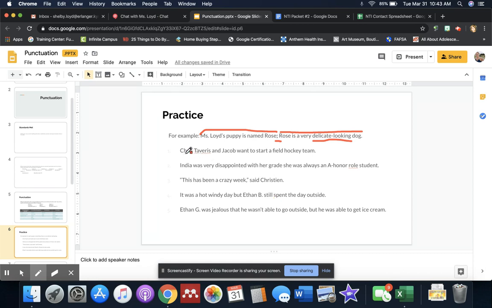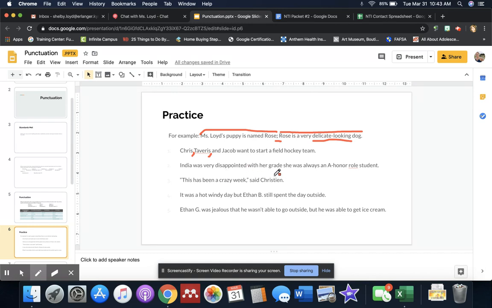This next sentence, Chris, Tavares, and Jacob, well, we know that those are three different boys, okay? So we know that we need to separate those boys out. So we have Chris, Tavares, and Jacob want to start a field hockey team. Our sentence is done. There's no need. Field hockey does not need to be hyphenated because it stands alone. Okay.